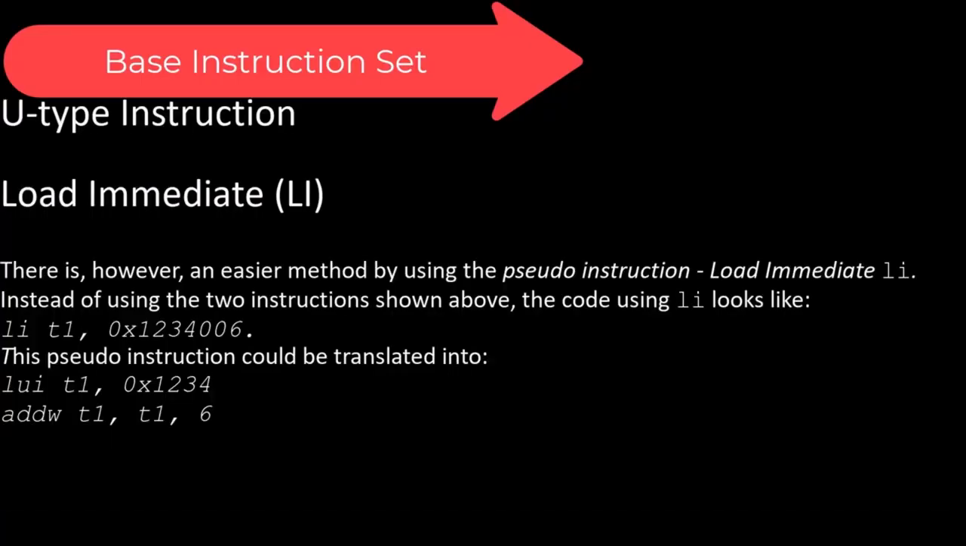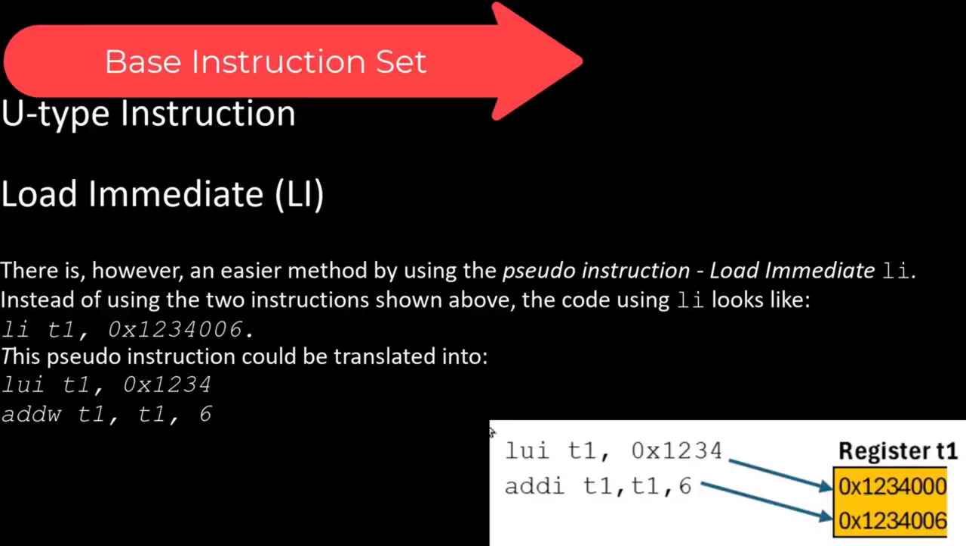Load immediate, LI. Instead of using the two instructions shown above, the code using LI looks like LI T1, hexadecimal 1234006. This pseudo instruction could be translated into LUI T1, hexadecimal 01234, ADDW T1, 6. Note that pseudo instructions are automatically translated by the assembler to one or more real machine instructions.